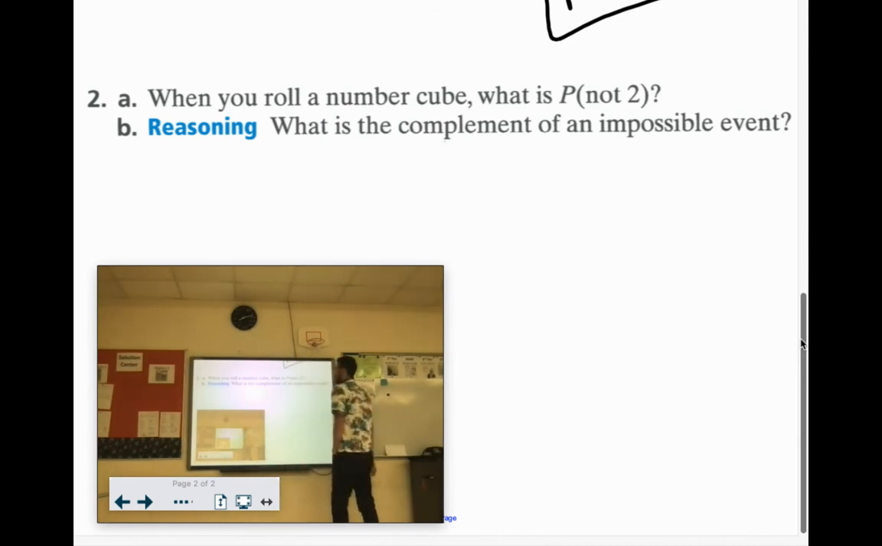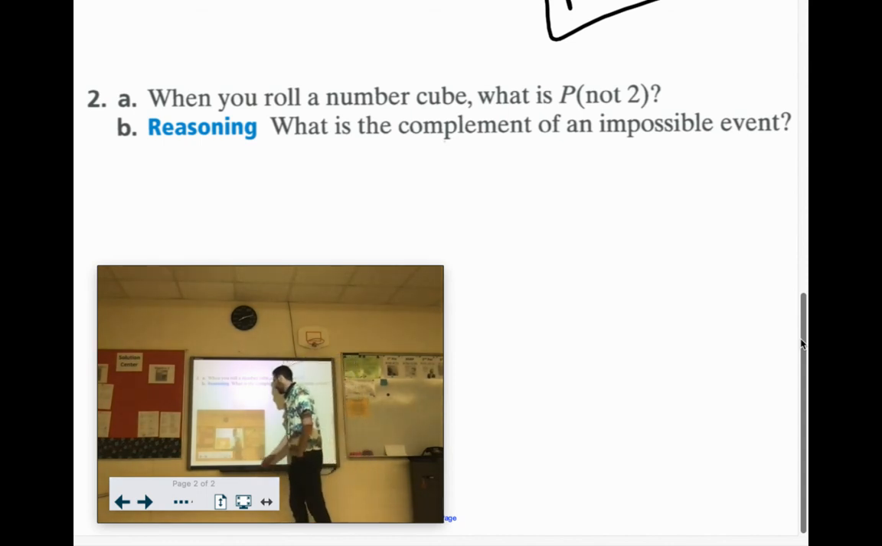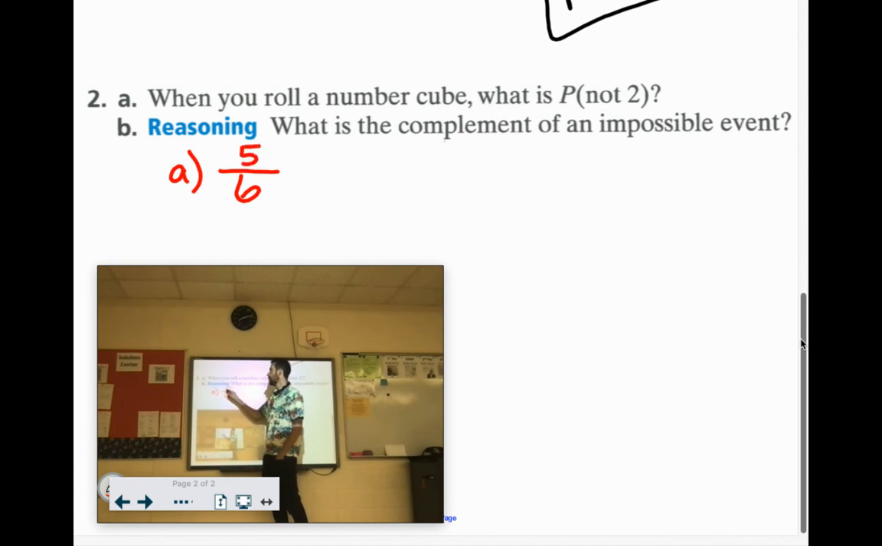When you roll a number cube, what's the probability it will not be a 2? Now, the probability it is a 2 is 1 out of 6. So how many of the 6 sides are not a 2? 5, right? Because 1/6 plus 5/6 would equal that 1 whole.